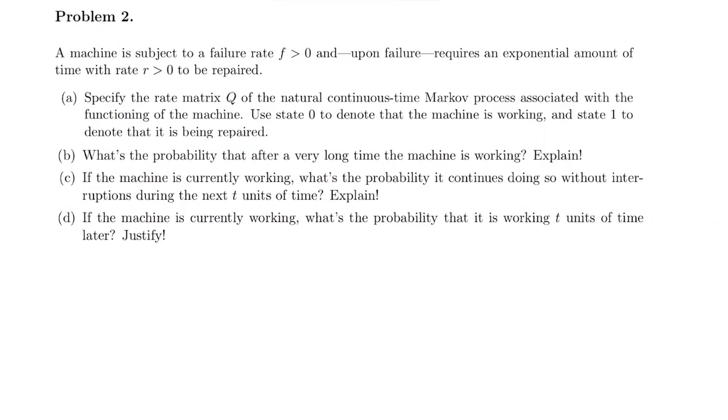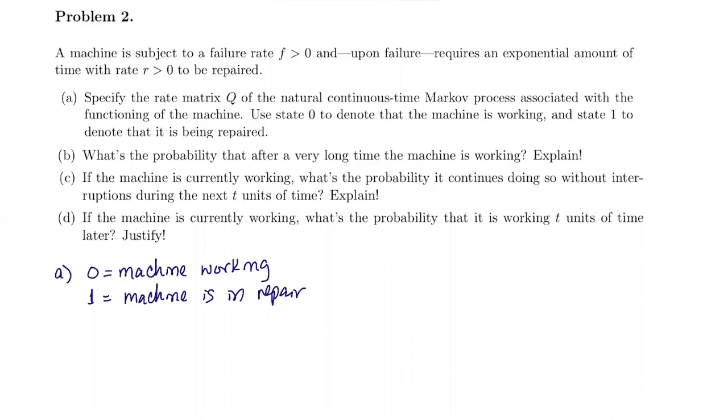So I think the first thing I'm going to do is just take a moment to identify the states. So state 0 is the state that the machine is working. And state 1 means the machine is in repair. So we were given that if it's in repair, it's going to be there for an exponential amount of time with rate R. So the rate of going from in repair back to working is R.